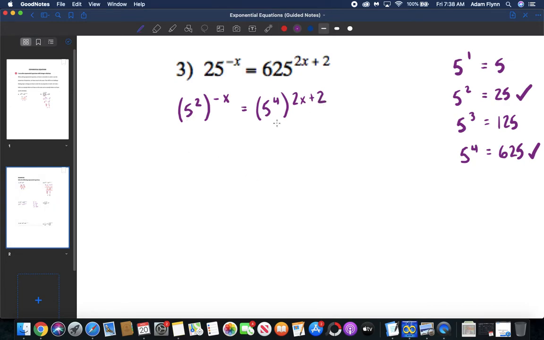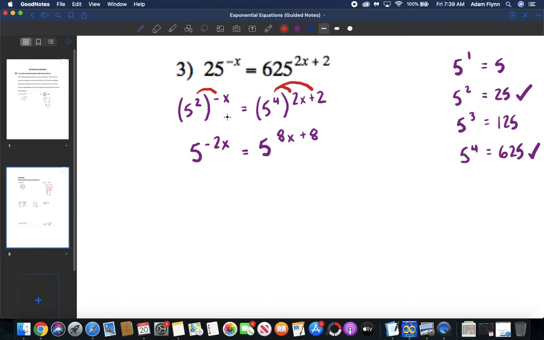Okay, now I have the same base on both sides, so I can go ahead and use the power rule and simplify the left side and the right side. So if I do that, I'm going to multiply my 2 by my negative x, and over on the right side, I'm going to multiply this 4 by the 2x and by the 2, similar to me distributing. So if I rewrite this, I've got 5 to the negative 2x equals 5 to the 8x plus 8.